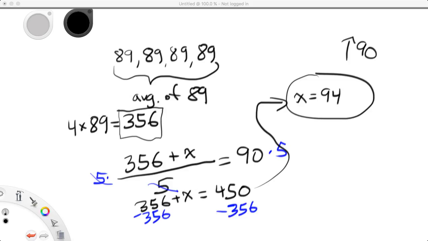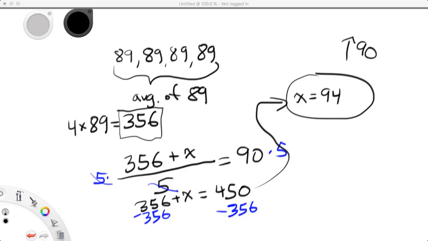Then my next step is I've got to subtract 356 from both sides. Okay? Obviously, these are going to cancel out. 356 minus 356 is 0. So then my next step is I'm going to say, wait, so 450 minus 356. If it were 450 minus 350, it would be 100, but it's 6 less than that, so it's going to be 94. Okay, so that means that x equals 94.